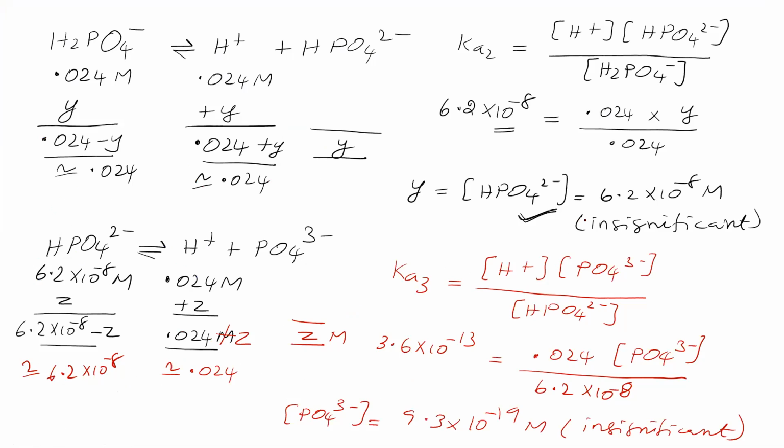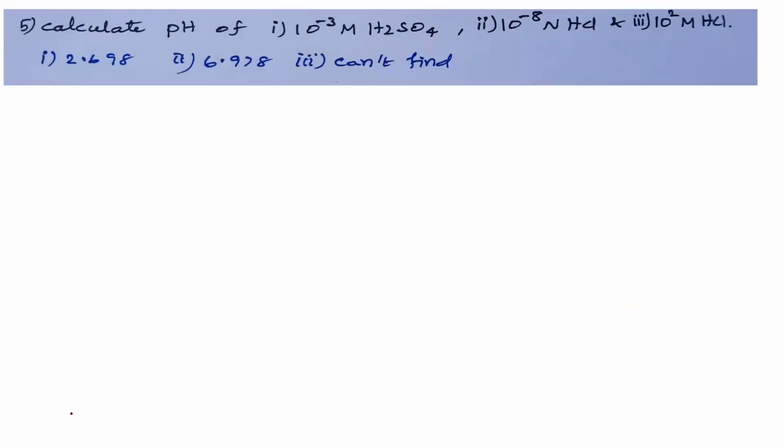Next we are getting an HPO4 2 minus concentration, that is insignificant. Then we are getting phosphate, that is insignificant. Okay, these are the concentrations we got. Next we will go for the next sum.